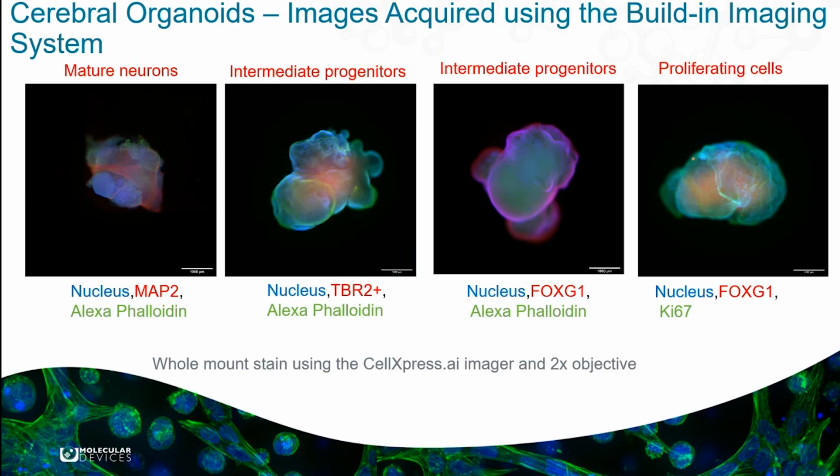And this example is to show that we not only can acquire small objects like stem cell colonies or stem cells or intestinal organoids, but also massive multi-millimeter large cerebral organoids. I have to admit that they were cleared, but still they were a few millimeters in size, and they were acquired using the 2x objective of the CellXpress.ai.